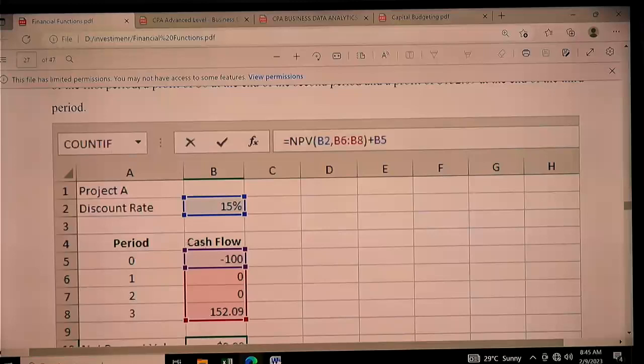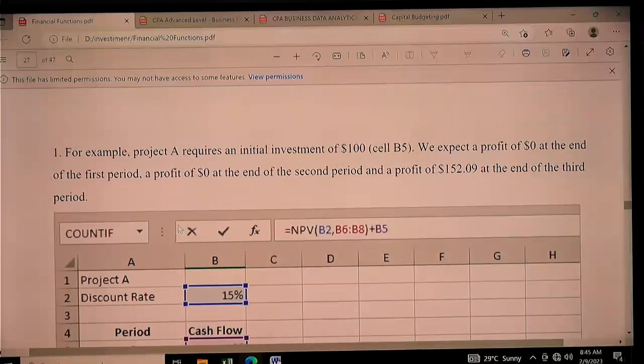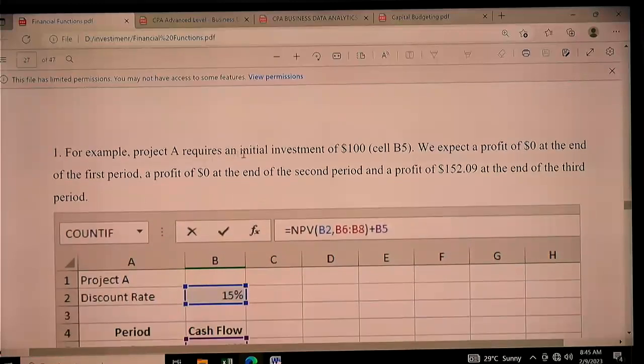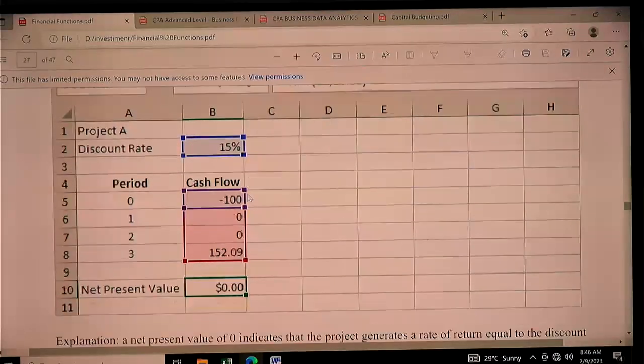So this project A requires an initial investment of $100. We expect a profit of 0 at the end of the first period, a profit of 0 at the end of the second period, and a profit of 152.09 at the end of the third period. And that is what we have done.